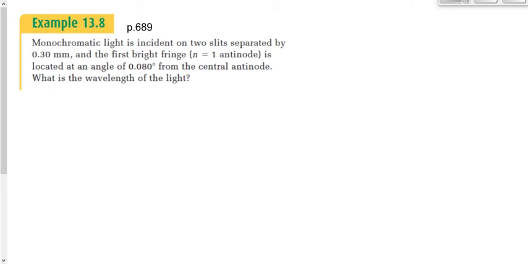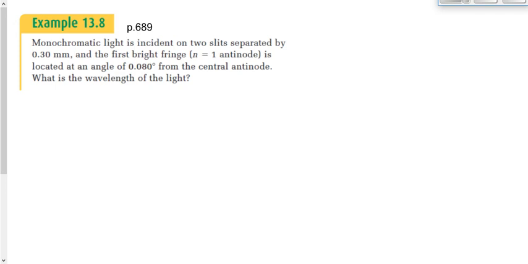Okay, let's take a look at an example, and then we'll wrap it up for the day here, okay? This is from your textbook as well. Page 689, question 3.8. It says monochromatic light, or one color. Although it doesn't really matter, right? If we had polychromatic light, all we'd have to do is look at one color specifically of the multiple colors.